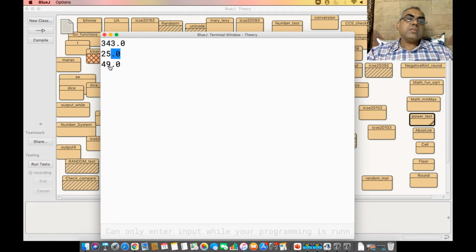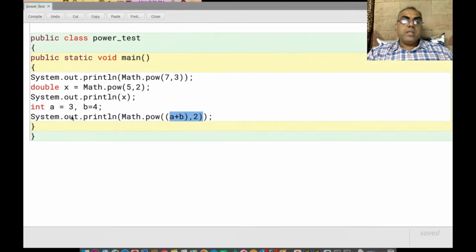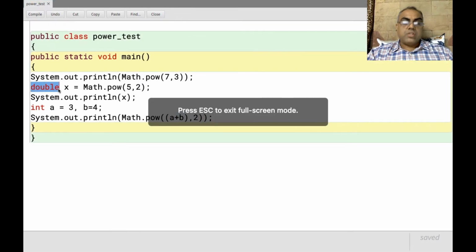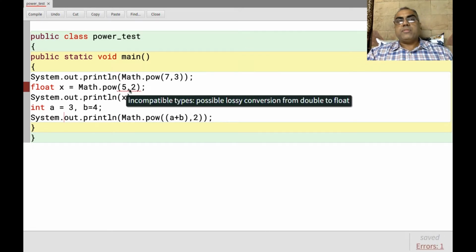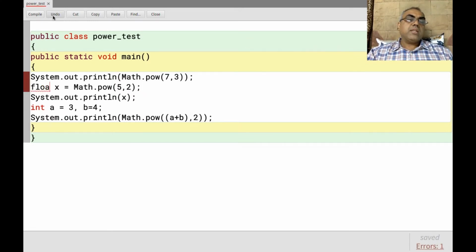you can see all answers are in decimal. Now, again, like I told you, this I cannot change. Even if you say float, the moment I click elsewhere, the error will start appearing. So you need to understand that you cannot have any other data type except double.